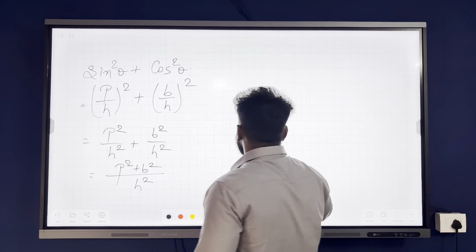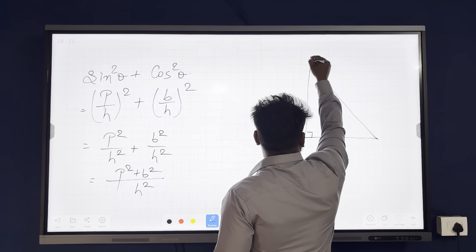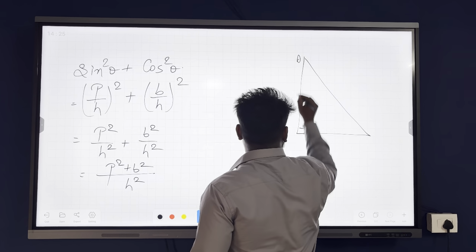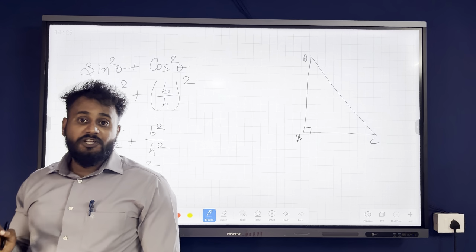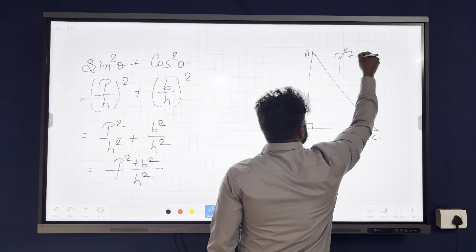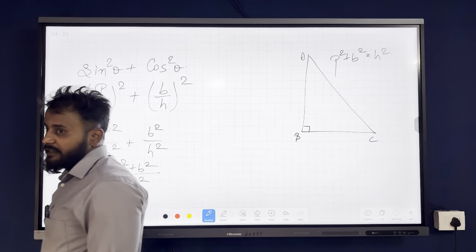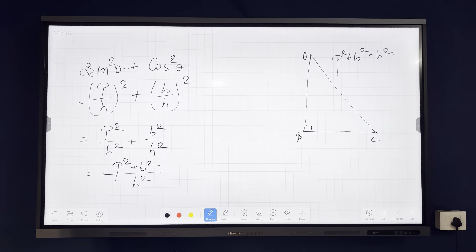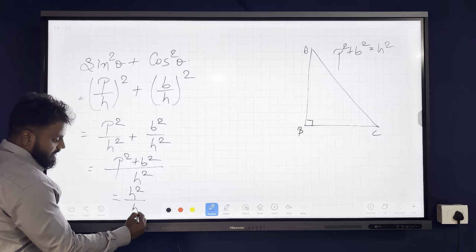Now as we know, the trigonometry formula is going to be used in a right angle triangle, and from the previous class we know that when we are using a right angle triangle, if we are having a triangle ABC, we can use the Pythagoras theorem, that is p square plus b square is equal to h square. Can you put this value in this equation, that is p square plus b square? Yes, we can. So that is h square divided by h square.